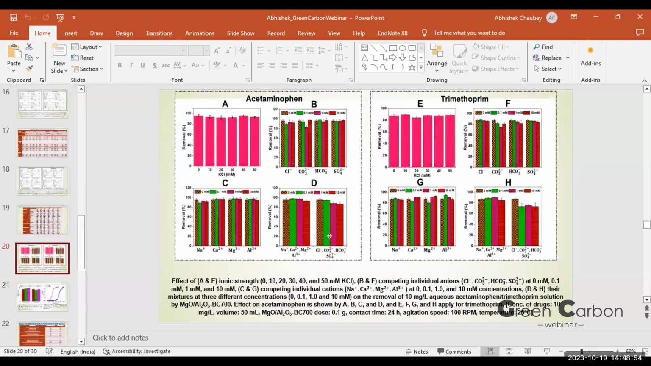Further, we also tried to see the effect of competing ions on the sorption of acetaminophen and trimethoprim. We first checked the ionic strength from 0 to 50 millimolar KCl, and also different cation and anion mixtures. Overall, we can see that there is no great impact of these competing ions on the sorption of trimethoprim and acetaminophen. So we can use it for real water problems.